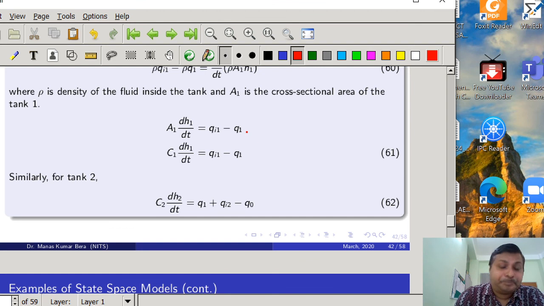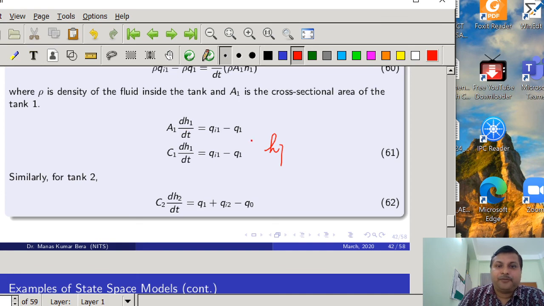From this equation, equation 61 can be written. How? We know that the capacity of the tank is the cross-sectional area, so A1 is replaced by its capacity C1: C1 into dH1 by dt is equal to QI1 minus Q1. Now this is the hint to choose the state variable. At any moment of time, for a given input QI1, if you want to know the level inside the tank, you have to know the initial level inside the tank, that is H10. So we can say that H1 will qualify as a state variable.